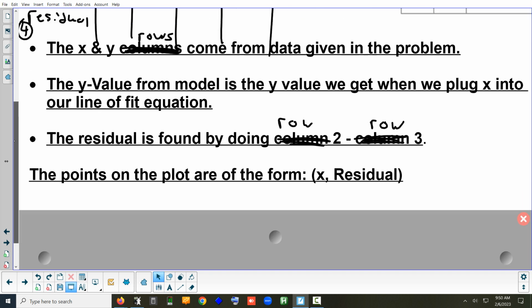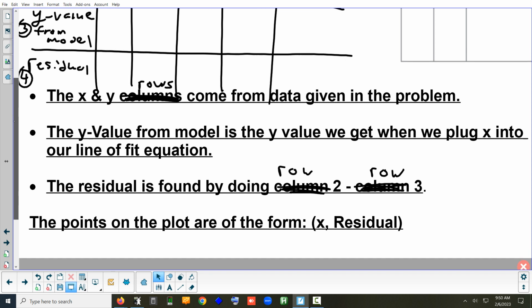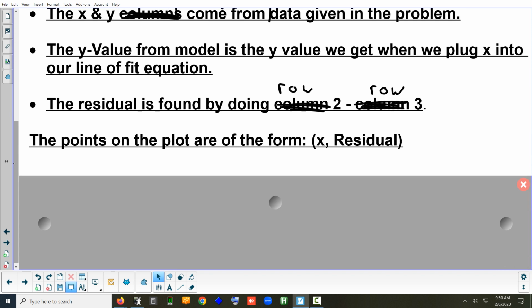Because a table can be kind of hard to look at, a lot of times we're going to take all the residuals and put them in a picture. We're going to make a graph of all the residuals, so then we can see how big or small they are in a lot easier way than looking at a table. A picture I think is always easier to see than a table.